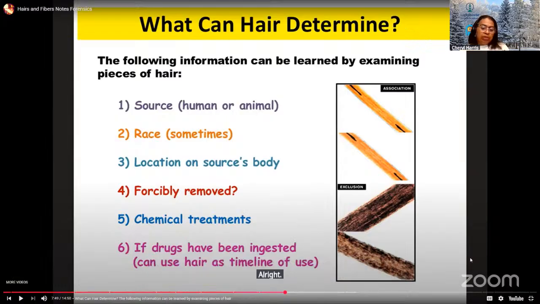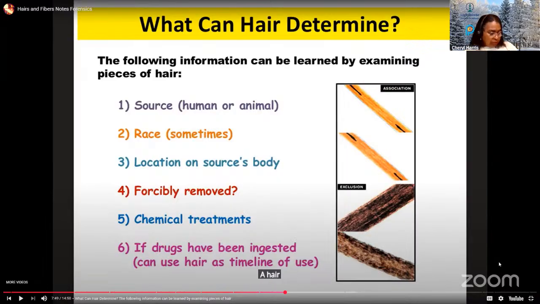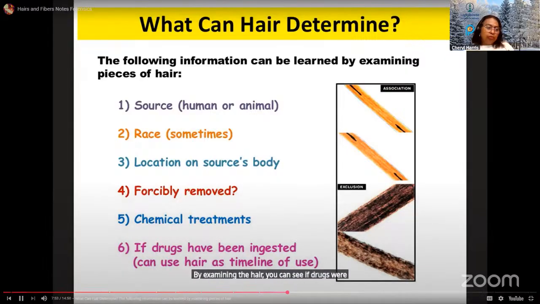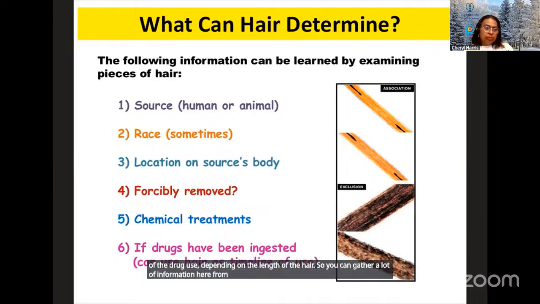All right, I'm going to pause it there just to say this is a test question. You do need to know what you can figure out by looking at hair samples. What are the things that you can determine about the hair sample that you collect? So there are 6 pieces of information you can get from that. And again, you can go back and watch this again if you want to take notes on it. By examining the hair, you can see if drugs were taken and then also a history of the drug use depending on the length of the hair. So you can gather a lot of information here from hair if it's found at a crime scene.